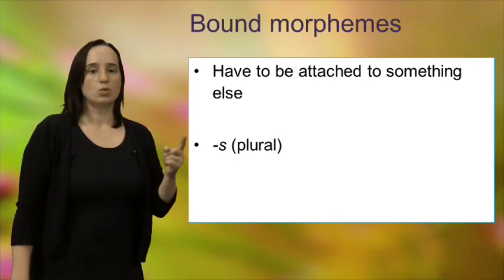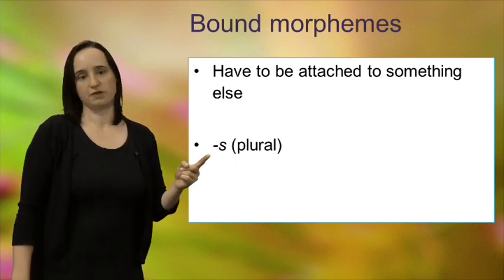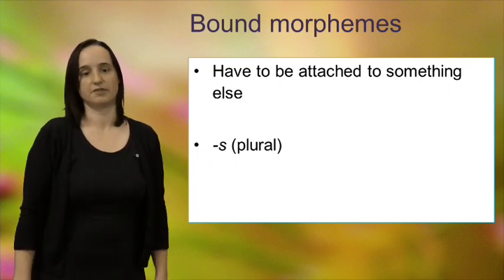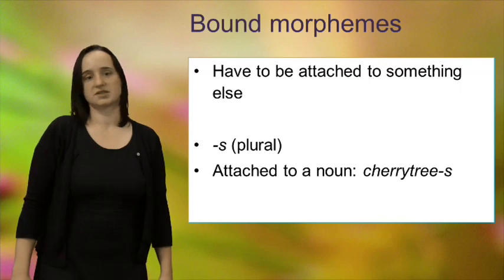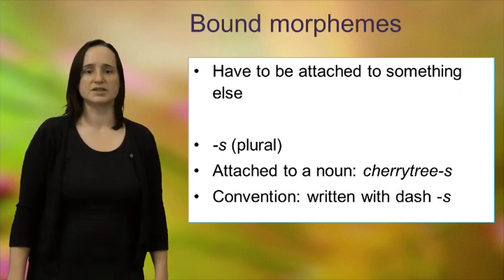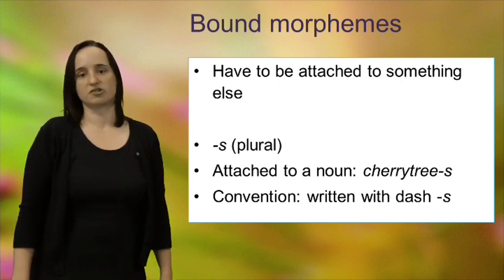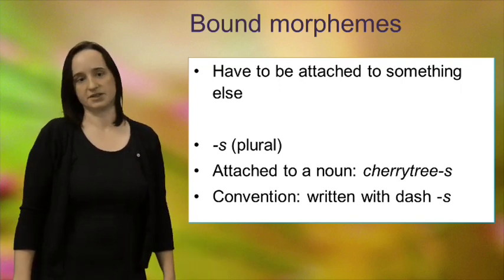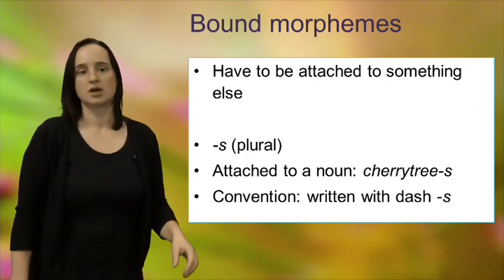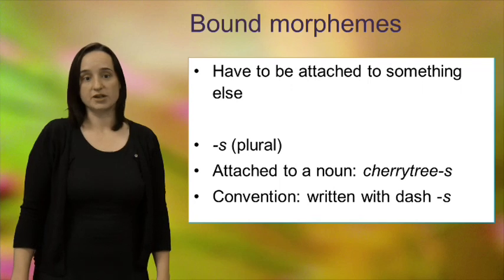And that's why we usually use a dash before the -s to indicate that it needs to be attached to something else, so come after something else. And in this case, it needs to be attached to a noun, cherry trees. Right, the convention with the dash is that it appears where an element is attached. So in the case of the -s, it has to be attached at the back of something. But there are other elements that are attached elsewhere.